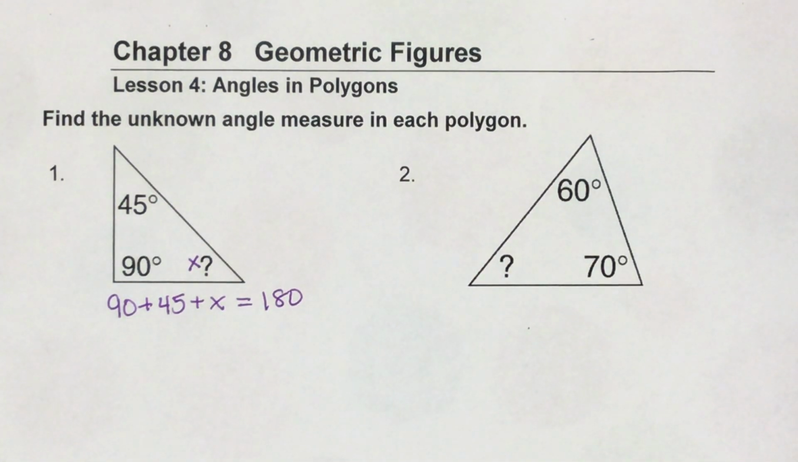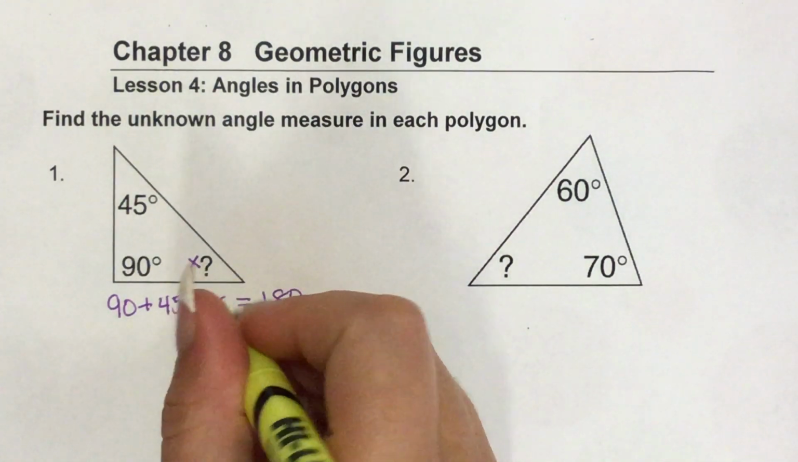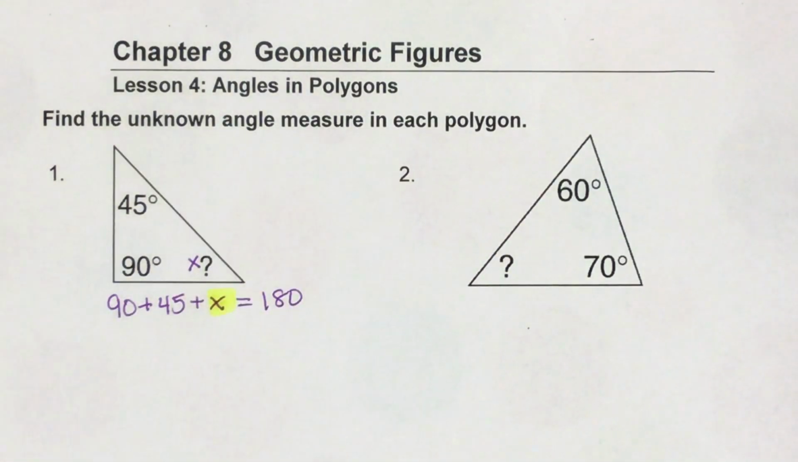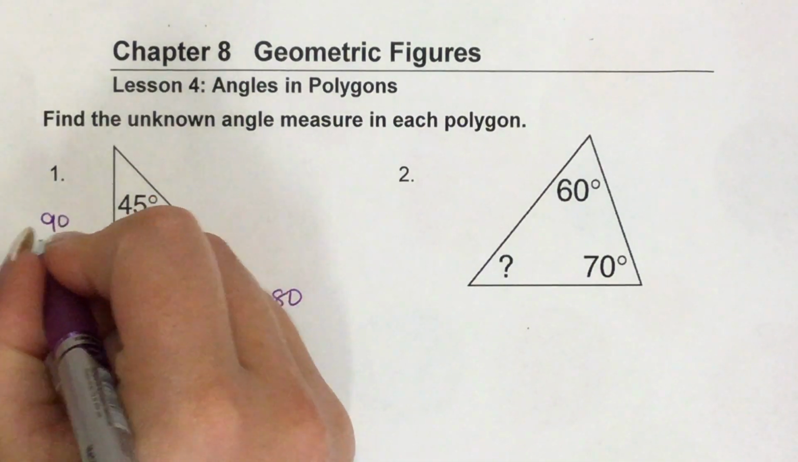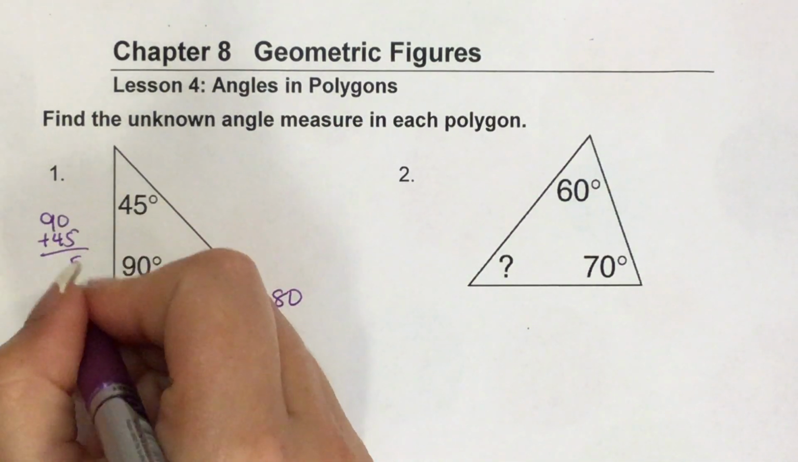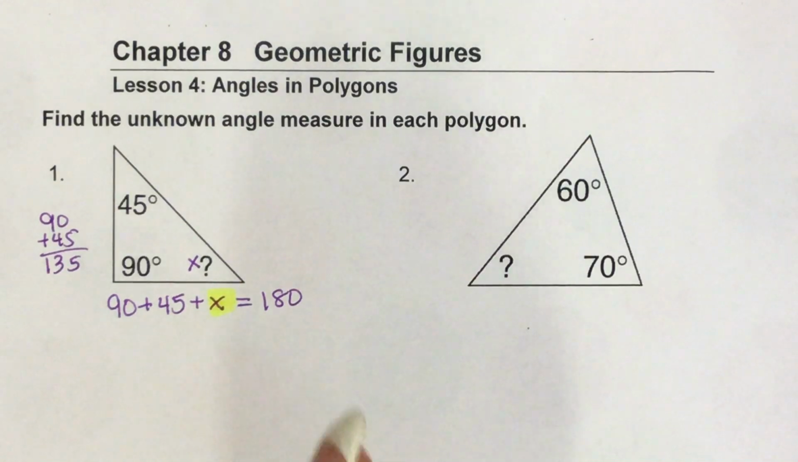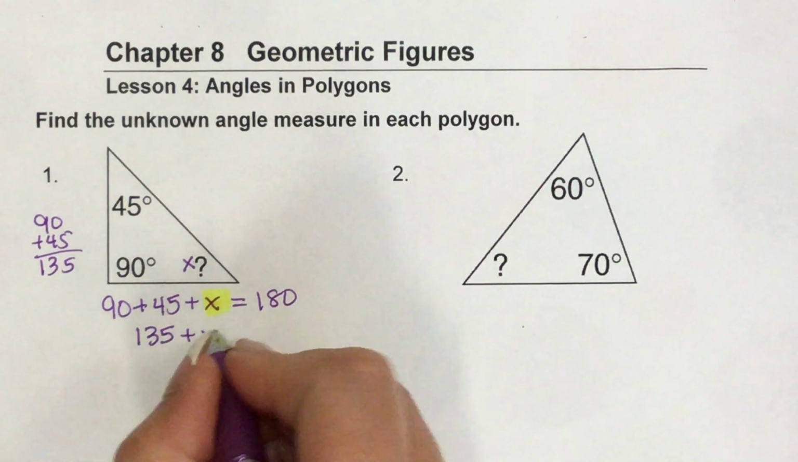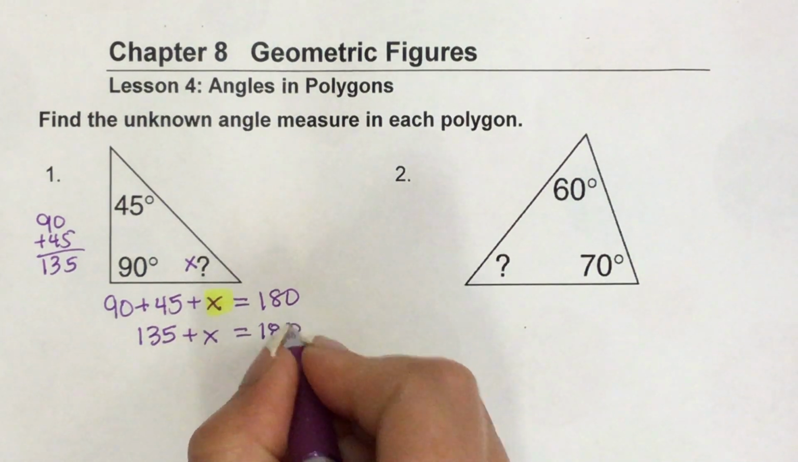Now we're just going to use our algebra skills to figure out what x is. We see on this side of the equation, we can combine like terms with the 90 and the 45. So I'm going to do that on the side right here. 90 plus 45. 0 plus 5 is 5. 9 plus 4 is 13. 135. So we have 135 plus x equals 180.